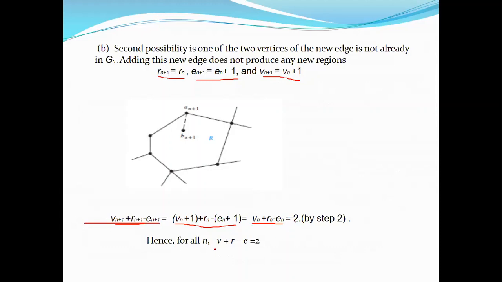From this we can conclude that this result is true for any graph with any number of edges. So V plus R minus E is equal to 2 for any planar graph.